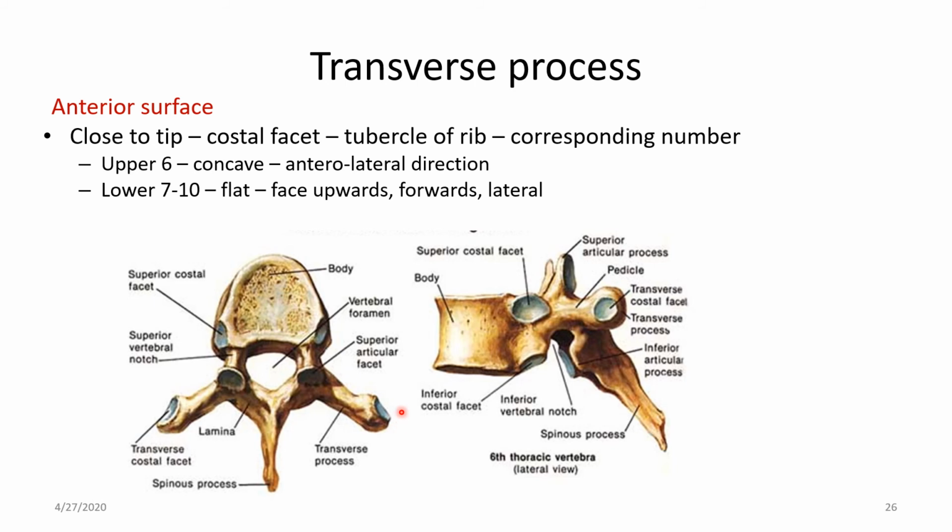This is the tip. And these costal facets on the transverse processes are for the tubercle of the rib of the corresponding number. Then the upper 6 will be concave and they are anterolateral in direction, whereas the lower, that is the 7th to 10th, the costal facets on the transverse process, they are flat and they face upwards, forwards and laterally.